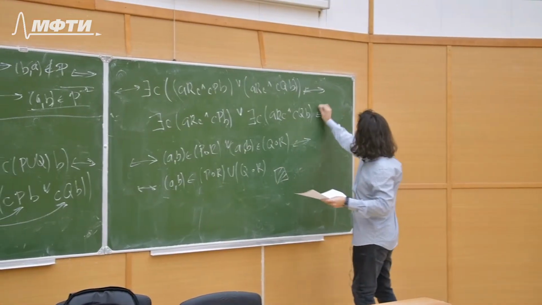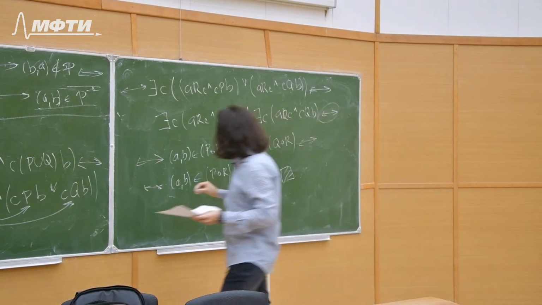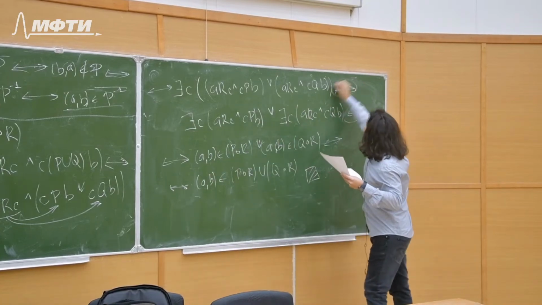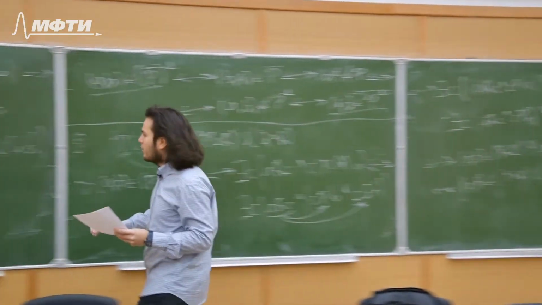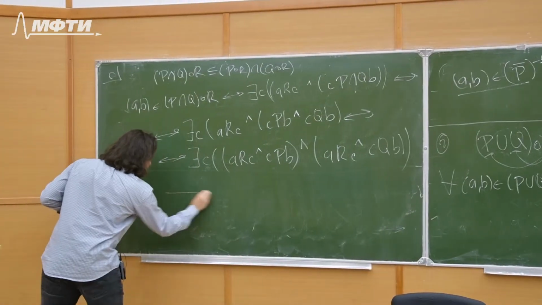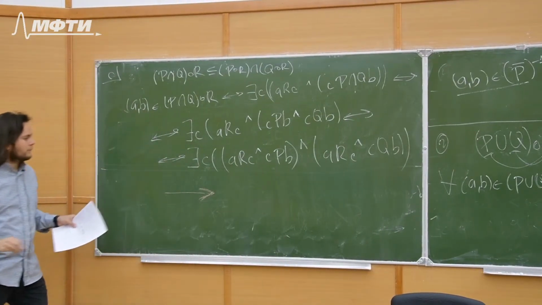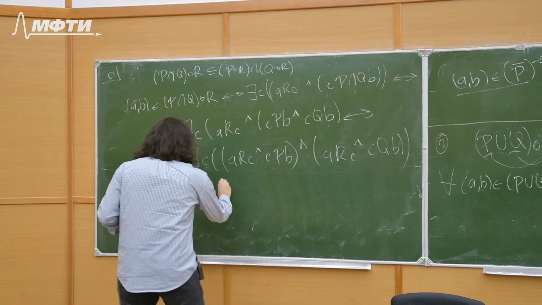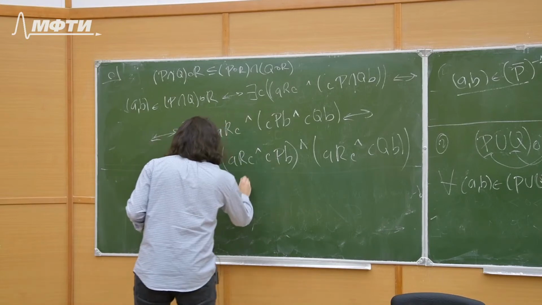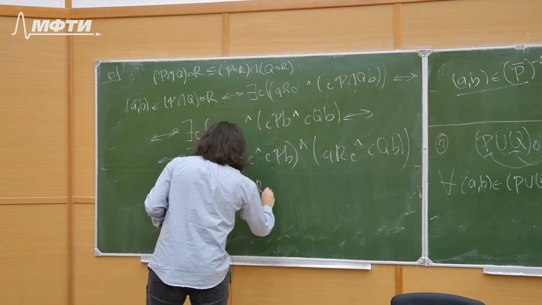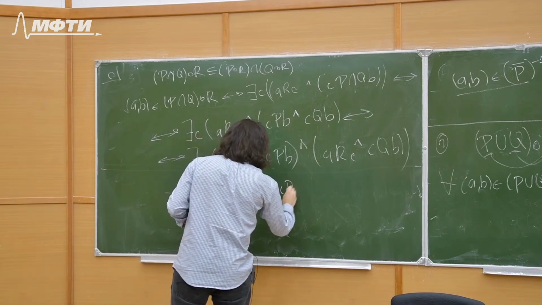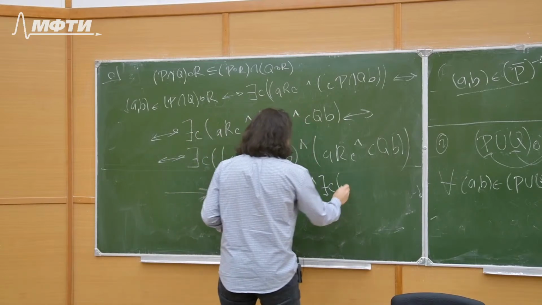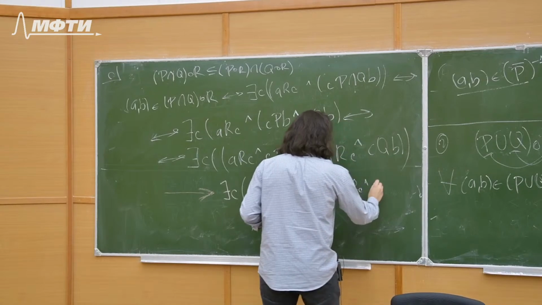So look, we write here if and only if, right? But no, here we cannot write if and only if. We have to write the implication. So this implies that there exists some C such that ARC and CPB, and there exists some C such that ARC and CQB.